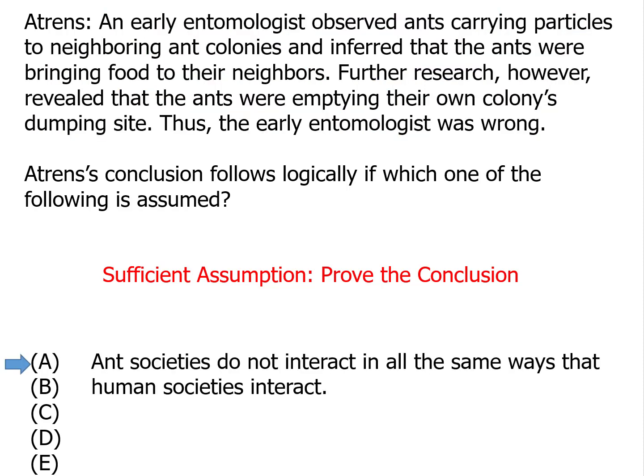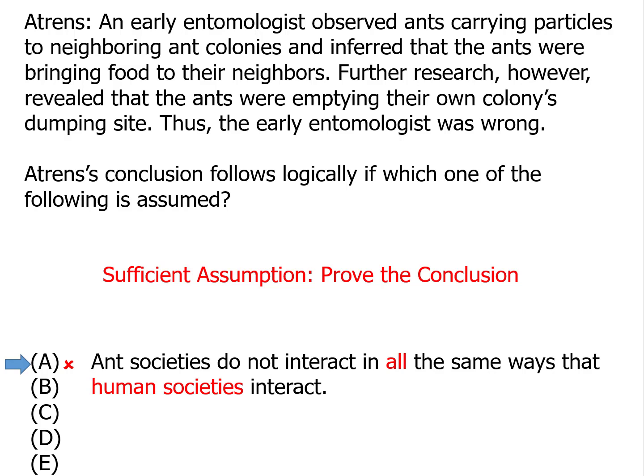Answer choice A says that ant societies don't interact in all the same ways that human societies interact. While that may be interesting, it doesn't tell us whether those particles contained any food in them or not. Just that there are some things that humans do that ants don't do. Whether that includes bringing food to your neighbors, we don't know. So answer choice A is not our answer.